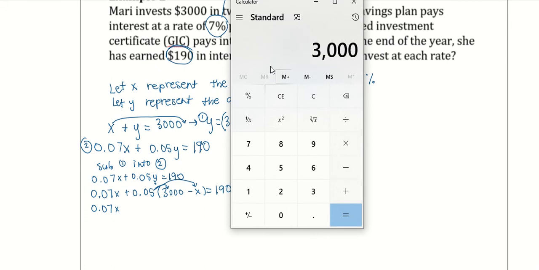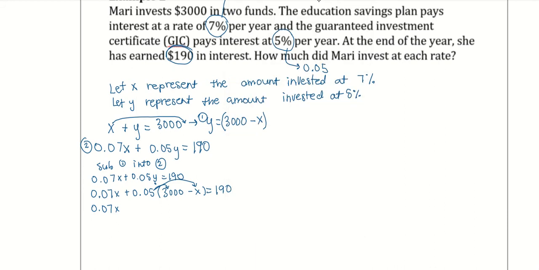So we have 3,000 times 0.05. Okay, we're at 150. So plus 150. Now 0.05 times negative x, that's negative 0.05x. Now we're done with the multiplication, so we've dropped the brackets and we have equals 190. We're getting closer. We now need to rearrange a little bit more. We need to move this 150 over, or you could show that you subtracted 150 from each side.